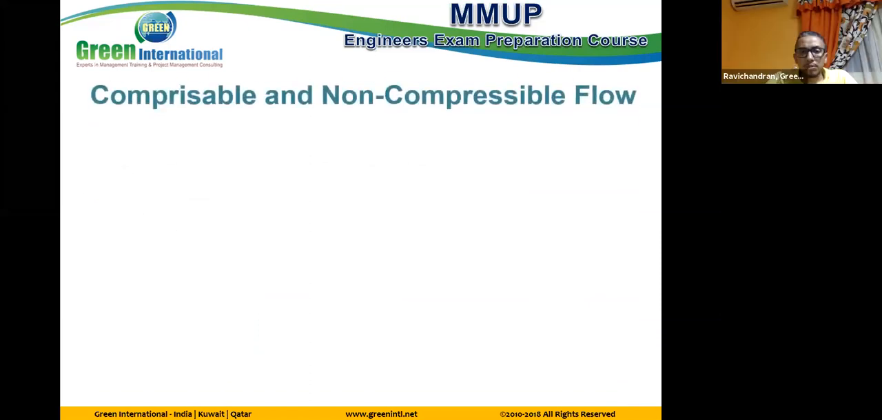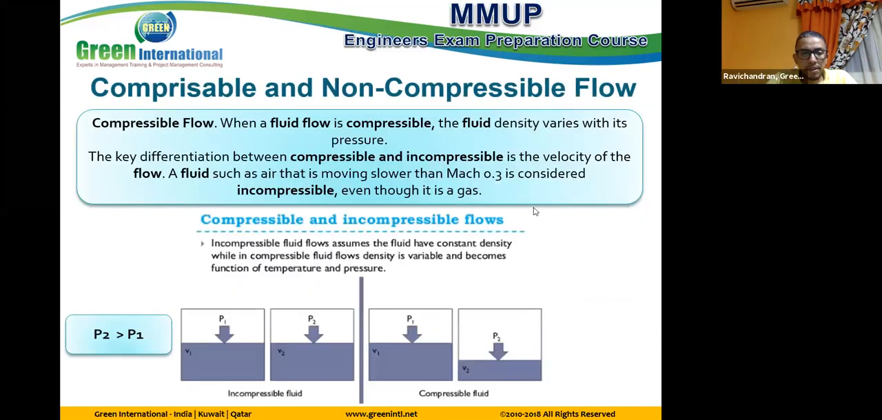Compressible and incompressible, as already described here. As you see, the pressure P2 is larger than P1, but the volume does not change, so this is incompressible flow. But here, P2 is larger than P1, and the volume decreases. So there is an inverse proportionality between pressure and volume. This is compressible flow. Normally compressible flow is like gases, and incompressible fluid is like liquids.